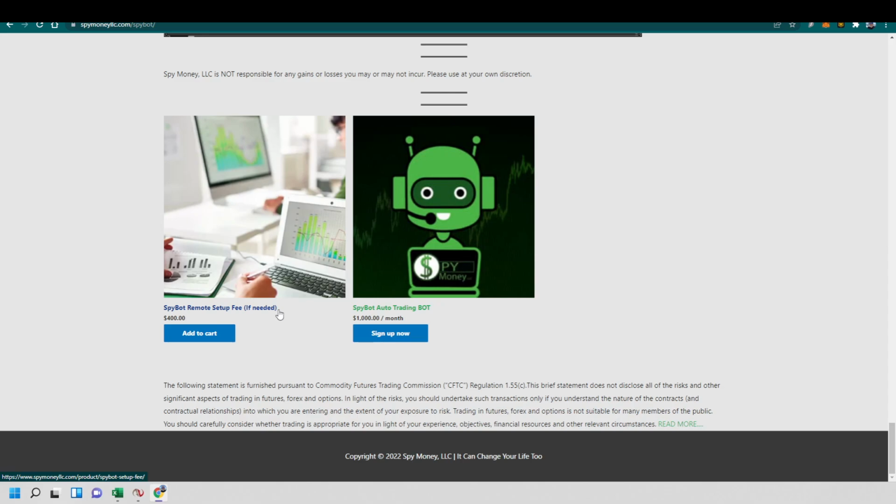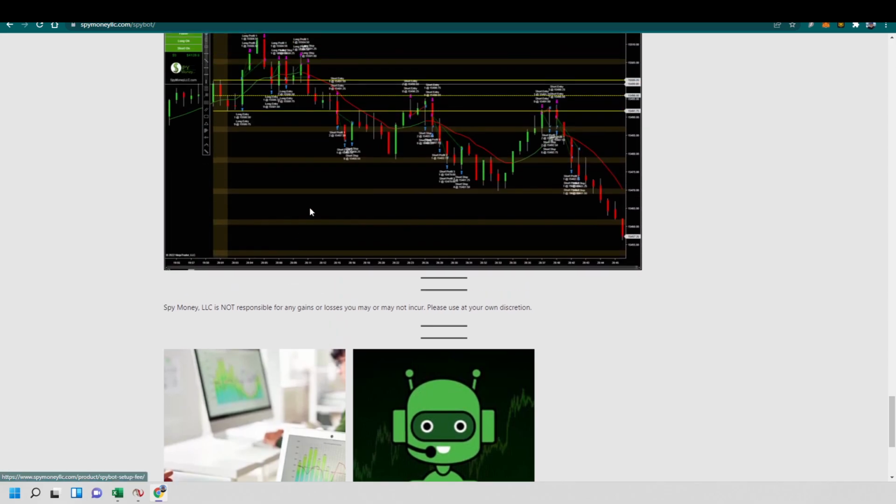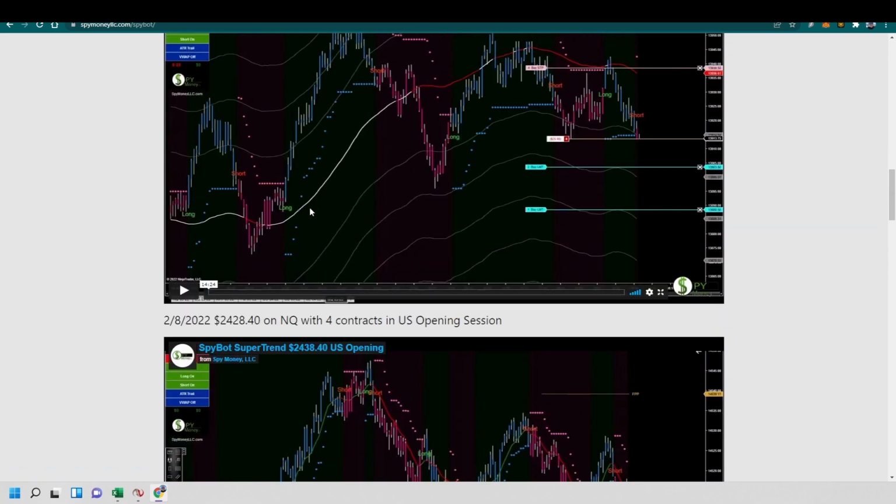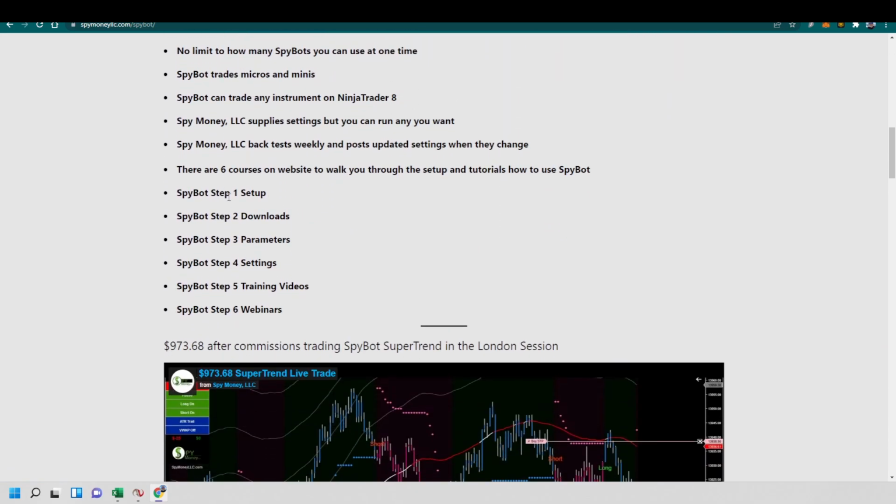When you lease SpyBot, you get 6 courses that pertain to SpyBot. Now, you get more courses, but the first one tells you how to set up. So this one right here is the setup NinjaTrader to make it work. This one right here is the downloads. This is where all the files are for all the bots. Then we have the parameters. This goes over all the settings, how they work, explaining it all.